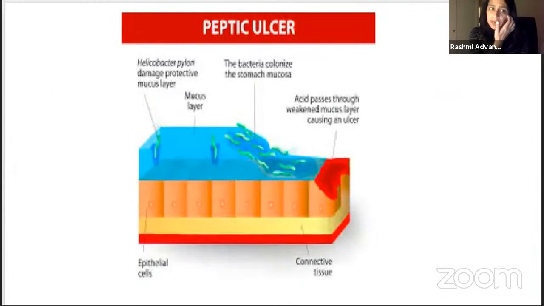In H. pylori, it's not NSAIDs that break the mucus barrier, but it's the organism itself. If you have H. pylori infection, it breaks down the mucus barrier and causes acid to pass through and cause damage. So more or less it's the same pathophysiology, with a big breakdown of the mucous membrane barrier, but through different mechanisms.